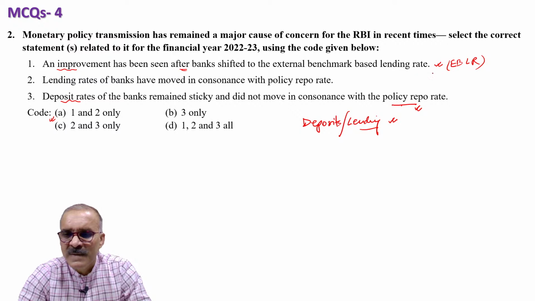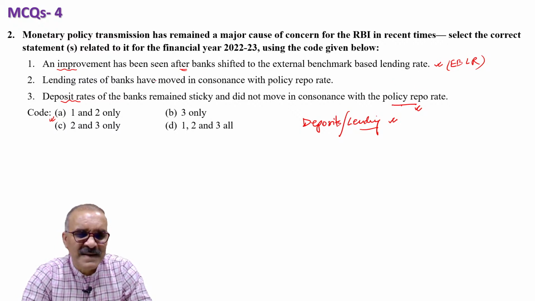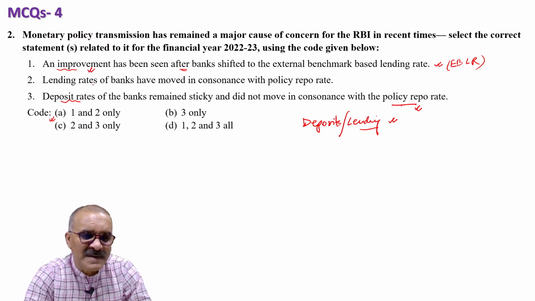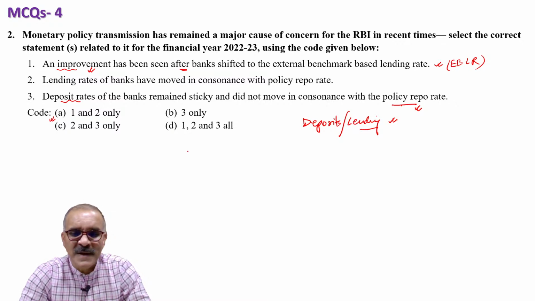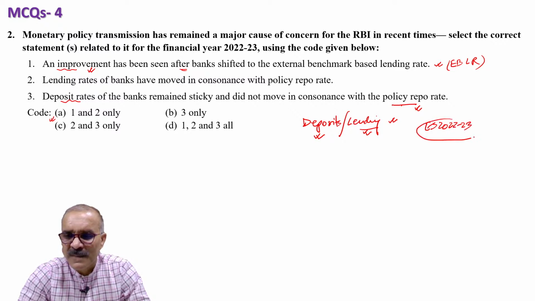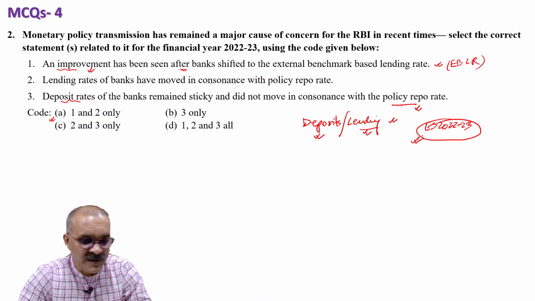So when a statement is saying that improvement has taken place, the improvement must have taken place in case of deposit rates as well as lending rates. This question is based on Economic Survey 22-23. So Rahul is all correct. Very good, Rahul. Well done.